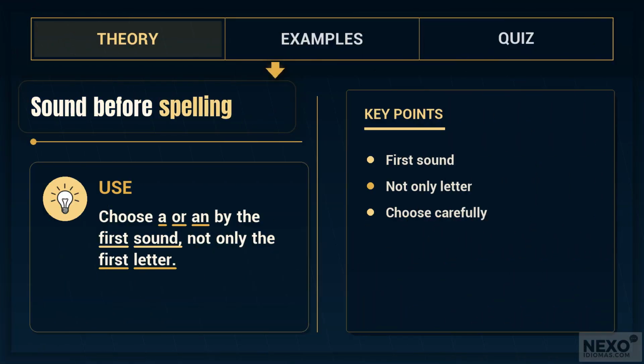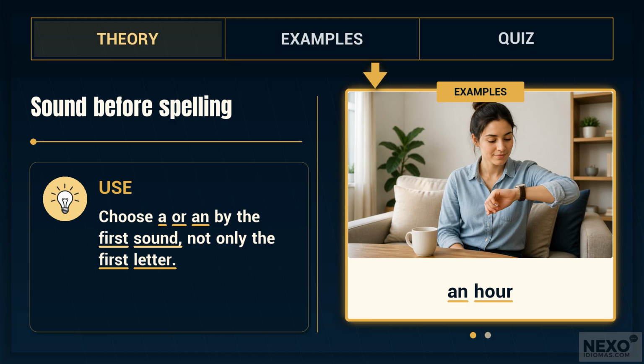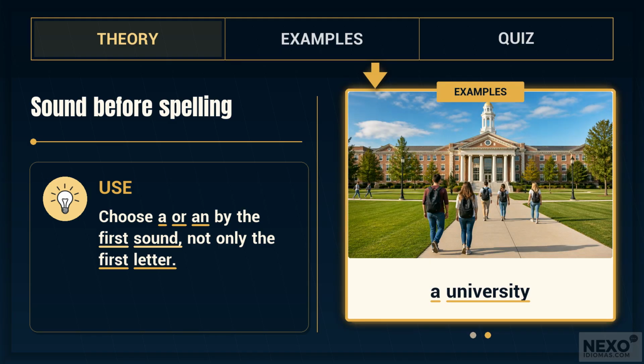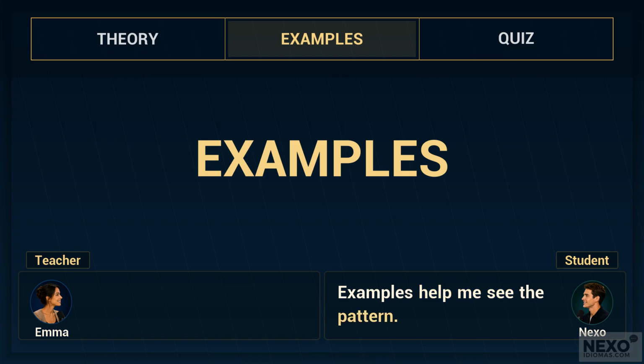Sound before spelling. Choose a or an by the first sound, not only the first letter. Example: an hour. Example: a university. Good work with the theory. Now we move to examples. Examples help me see the pattern.